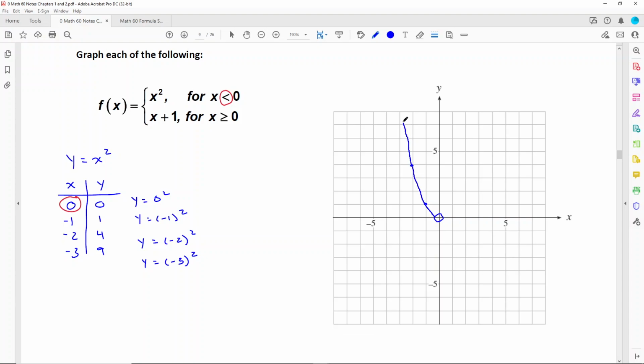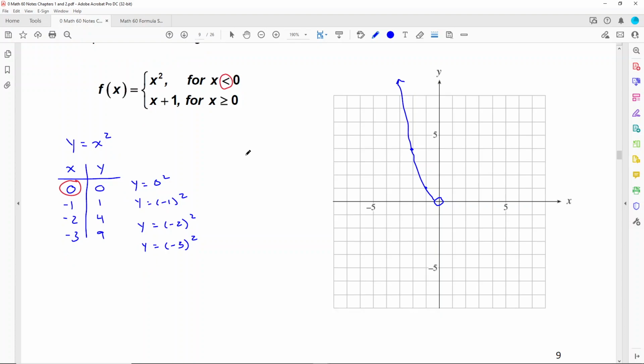I'm heading up. So I picked enough points that I could get an idea of what the graph would look like. And I know that I should put an arrow on the end because it's any value less than 0. So it's going to keep going even though it doesn't fit on my grid. Then I'm going to do the same thing for the next piece.